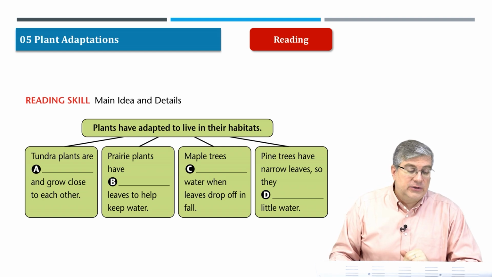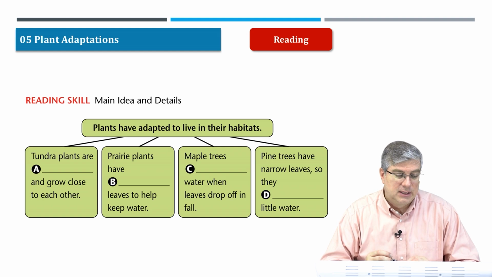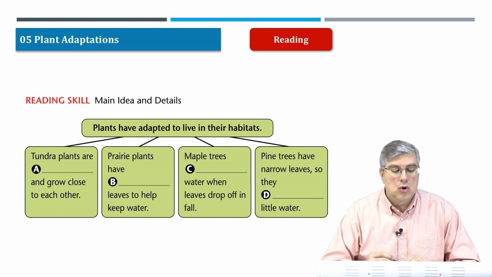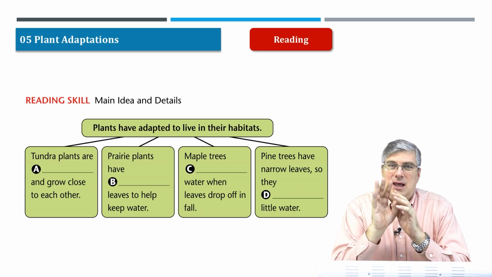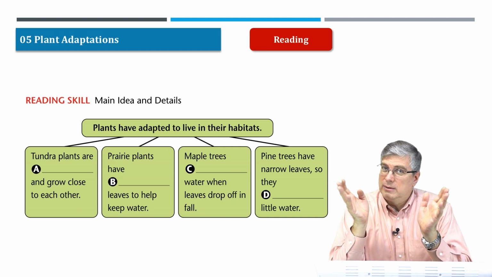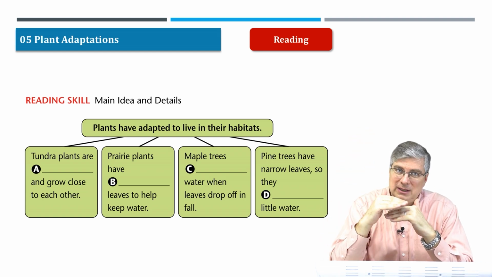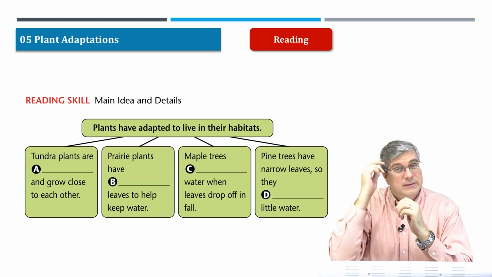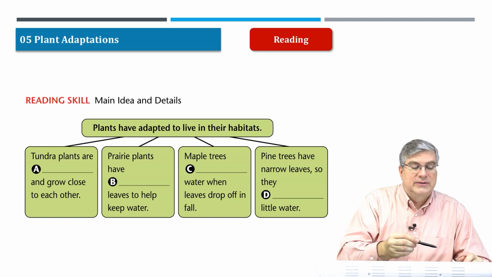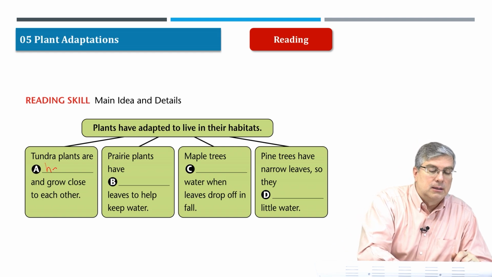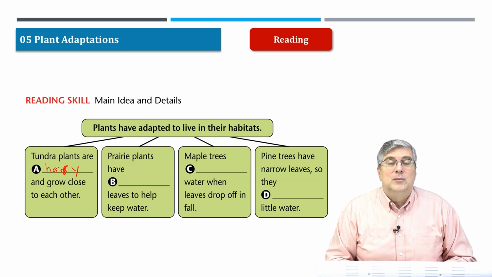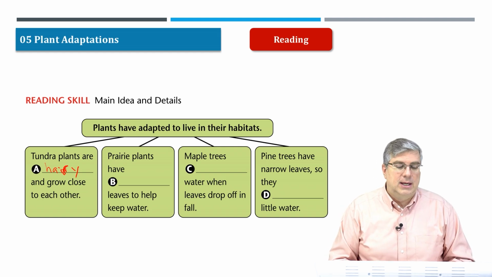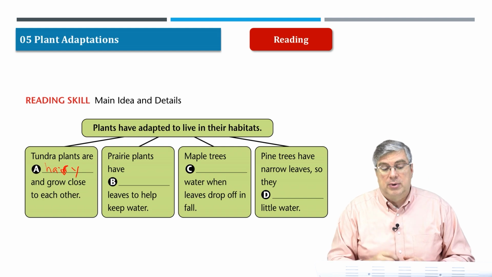Okay, so first we talk about tundra plants. Tundra plants are hairy and grow close to each other. Now, we talked about tundra plants. Tundra plants need to have leaves that are wide, broad. Are they tall plants? No, they're short plants, and their leaves look like what? They look like hair. So tundra plants are hairy. Hairy and grow close to each other. Why? Because it's warmer that way. Okay, good. That's tundra.